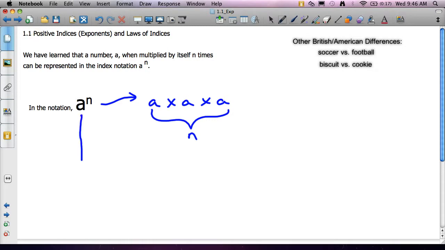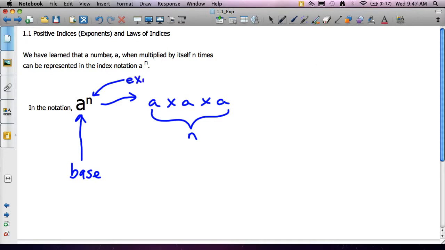A refers to the base, and n is the index of the base, or the exponent of the base. So we would read that as the nth power of a, or a to the power of n.